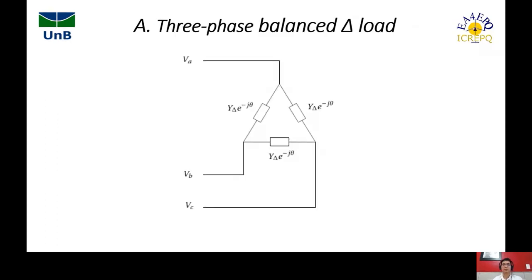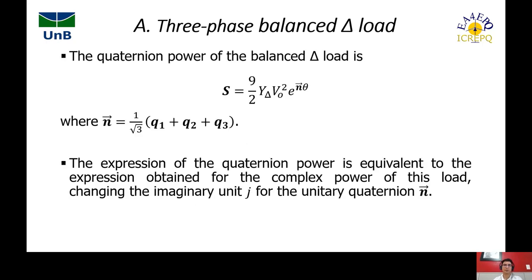Now I will be presenting the quaternion power of a three-phase balanced delta load, described by its phase-to-phase admittances. The quaternion power of the balanced delta load is defined by this equation, where n is a unitary quaternion. The expression of the quaternion power is equivalent to the expression obtained for the complex power of this load, changing the imaginary unit j for the unitary quaternion n.